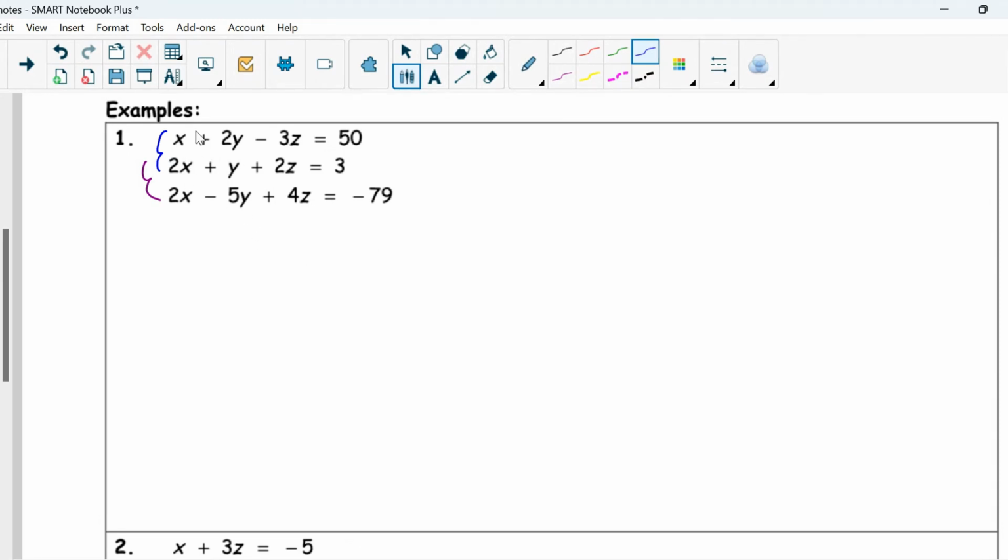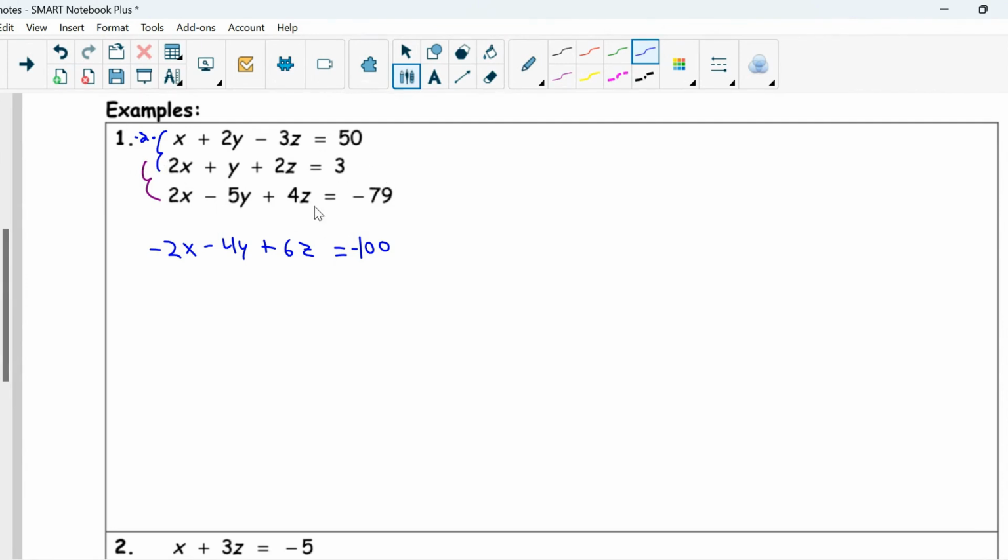If we were trying to eliminate x from our top two equations here, we would need to multiply our top equation by -2 so that our x's cancel. So let's go ahead and do that. Remember, distribute -2 to all of our terms. So we have -2 times x, which gives me -2x. -2 times +2, which would be -4y. -2 times -3, which would be +6z, equals -2 times 50, which would be -100.